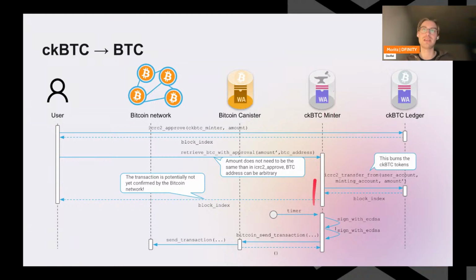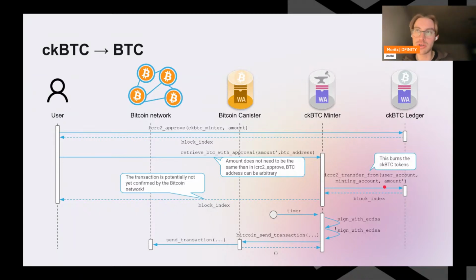And then what the ckBTC minter does is, of course, it doesn't just randomly send you the 5 Bitcoin to the address that you specified. It first has to check, does this guy even own the same amount of ckBTC so that I can actually make this transfer? And this is happening through this ICRC-2 transfer_from. And what this does is the ckBTC minter is going to burn your ckBTC that you approved it for on your behalf.